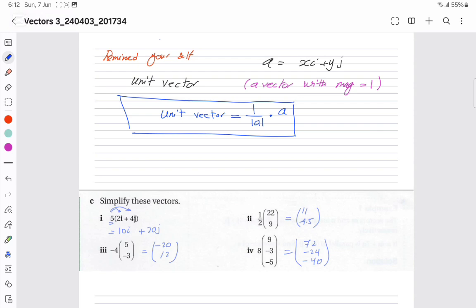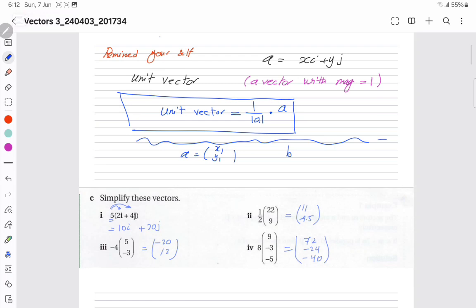Okay, to find the distance, if you have two vectors like A equal to x1 and y1, and vector B equal to x2 and y2, to find the midpoint, we just use that rule, 1 over 2 times vector A plus vector B. To find the distance, we just use that rule: x2 minus x1 all squared plus y2 minus y1 all squared.